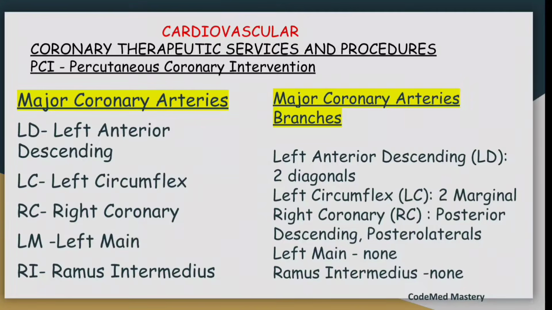Please highlight it. So LD, LC, RC, LM, RI are the HCPCS modifiers for the respective coronary arteries. LD for left anterior descending, LC for left circumflex. Likewise, you have other modifiers for these coronary arteries. Now let us check these PCI codes.